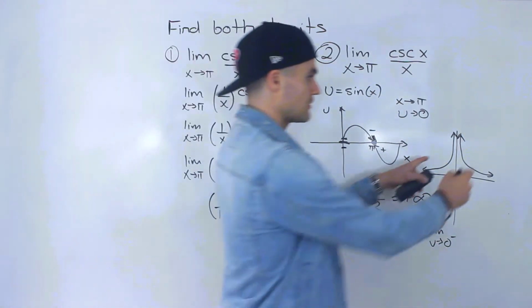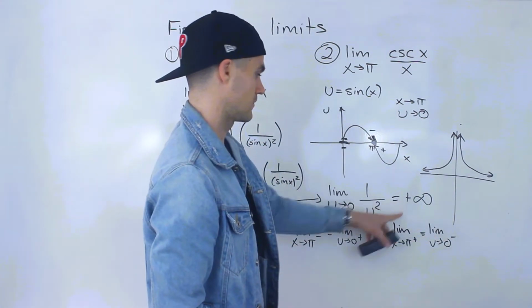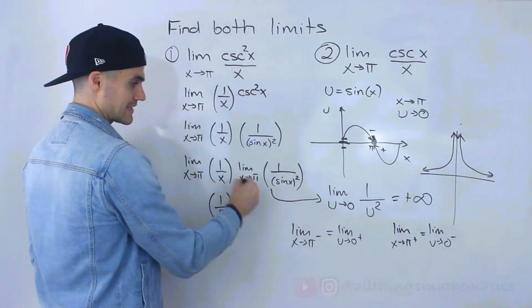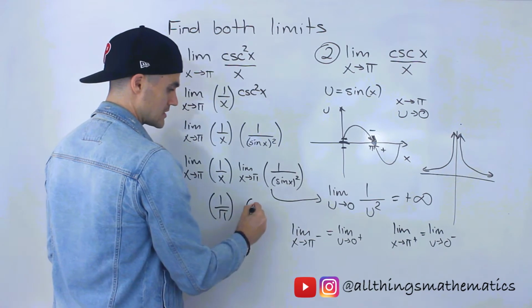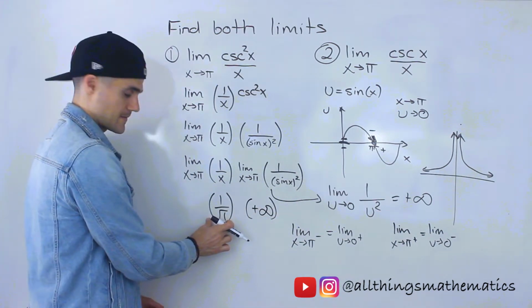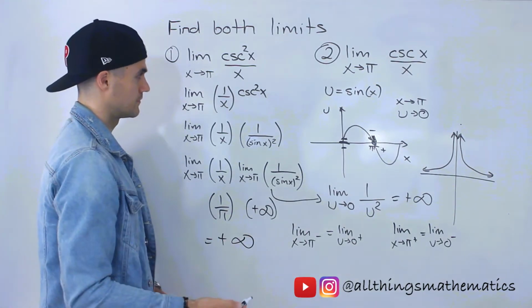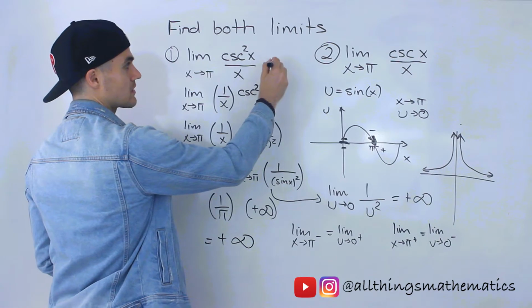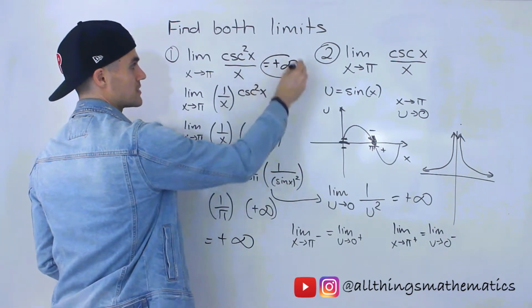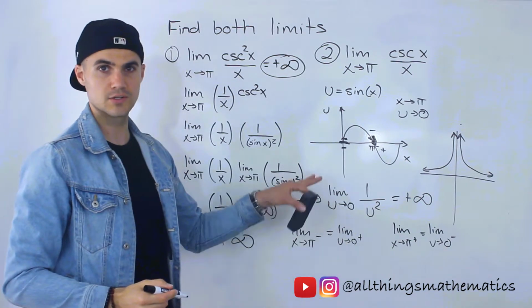And notice that both of these limits are going towards positive infinity. And so that means that this entire limit is equal to positive infinity. So positive infinity times a positive value is going to be positive infinity. And so that is the answer for that first limit. It's positive infinity, right?